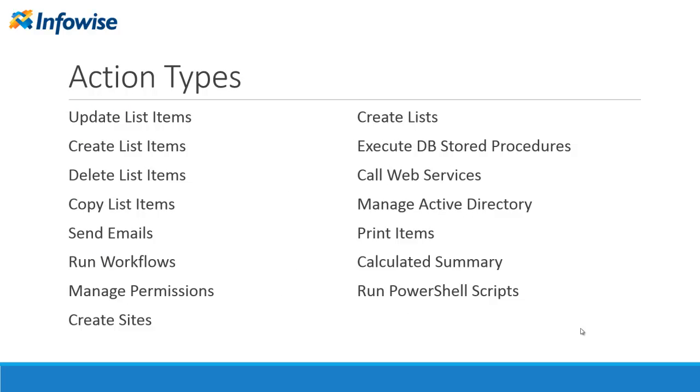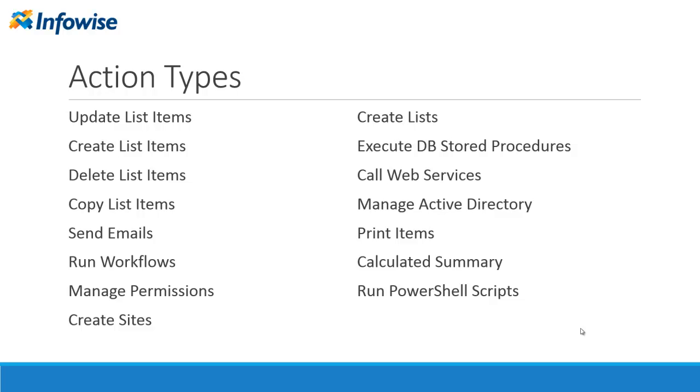Okay, so now we can take a look at the different action types. You can update list items in the current list and current site, in any site in the site collection, or even across site collections. The same goes for creating new items, deleting items, copying items. You can send emails, you can run workflows, you can manage permissions for items, folders, lists, sites. You can create new sites or new lists. You can even execute external database stored procedures on any type of database, or call external web services.